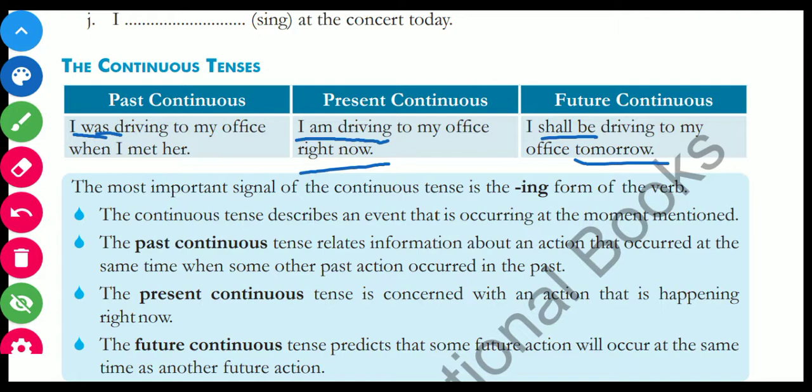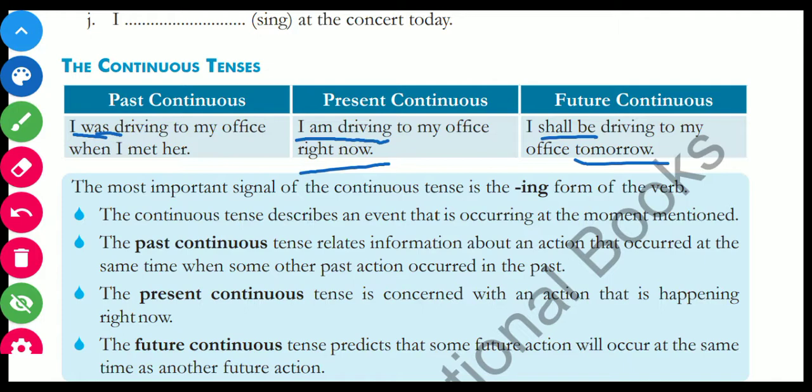Okay, and just because of this, इस continuous tense में क्या होता है, that at that time in past I was doing this, मतलब उस time पे past में मैं ये काम कर रहा था. I was driving to my office when I met her. जब मैं उससे मिला उस टाइम पे I was driving and going to my office. मतलब उस टाइम पे past tense में हमारा जो काम continuation में था, चल रहा था, that is past continuous tense.